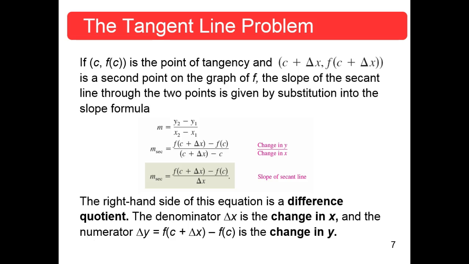Yeah. And was it yours too? Okay. Yeah. So we're starting the same way. The same thing was in 1.1. Okay. That's the difference quotient. The denominator delta x is a change in x. The numerator is your change of y. Okay. Just that simple. The change of y over change of x, rise over run.